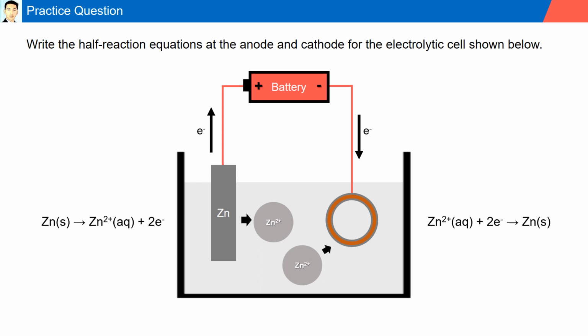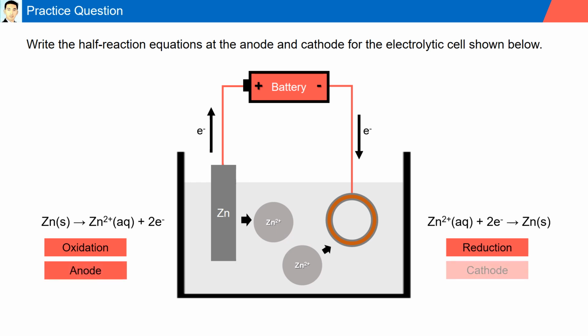the solution. The loss of electron is known as oxidation, while the gain of electron is known as reduction. Oxidation occurs at the anode, while reduction occurs at the cathode. The anode is positive and the cathode is negative.